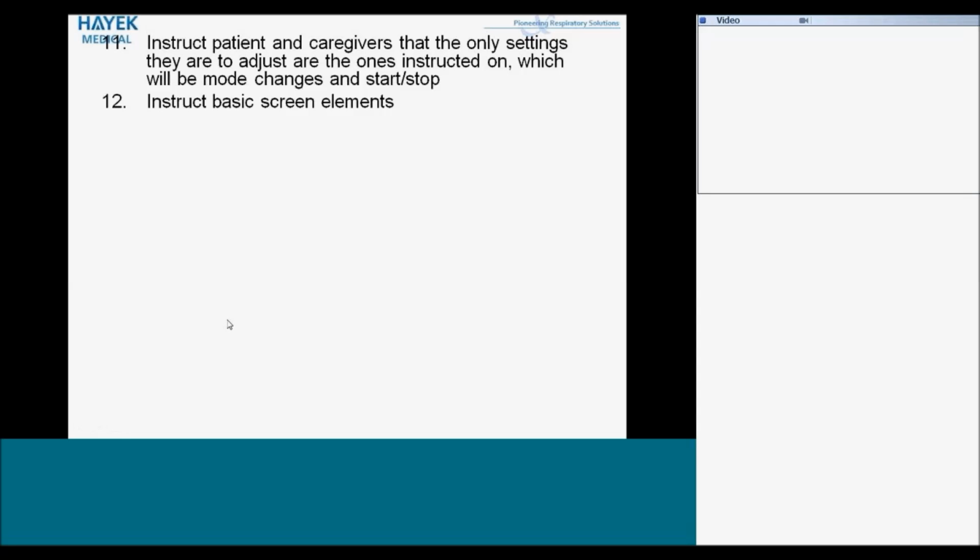Along the right-hand side are any alarms that are in play. And typically for home use, we're only going with the disconnect alarm. So most of the alarms, if not all the alarms, should be zeroed out.